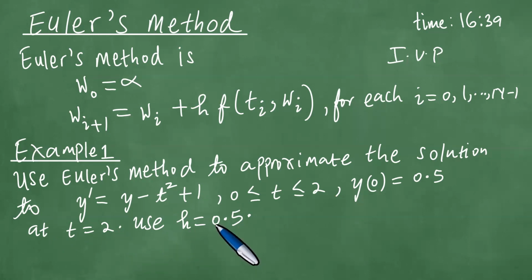So this is what we have, and we need to solve this problem. What are we supposed to do here? We look at the solution to this example, because they're saying use Euler's method to approximate the solution. So we want to find the approximate solution to this differential equation, where t lies between 0 and 2, but at t equals 2. So we want to estimate this at t equals 2. So we want to find y at 2.